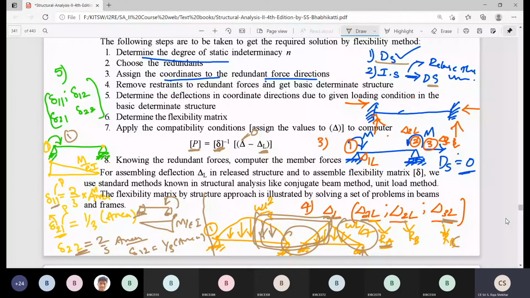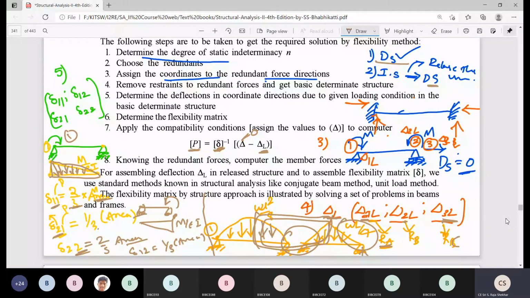In the conjugate beam method, the bending moment diagram will be considered as a load, and we need to calculate delta 11. So delta 11 will be coefficient 2 by 3 into the area of this triangle. Delta 21 will be 1 by 3 into the area of this triangle.